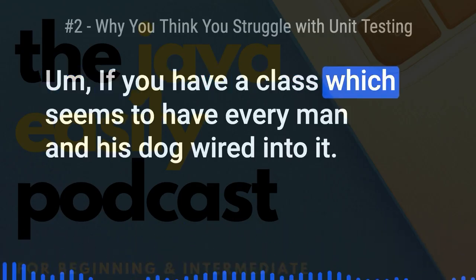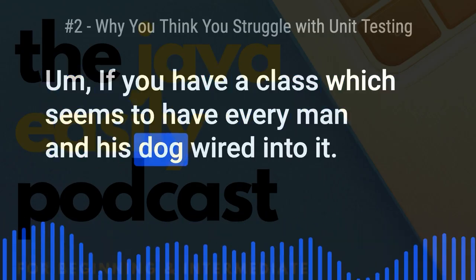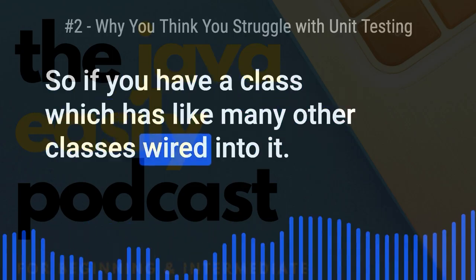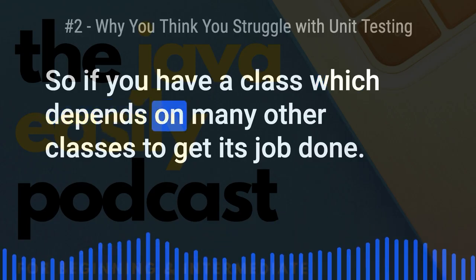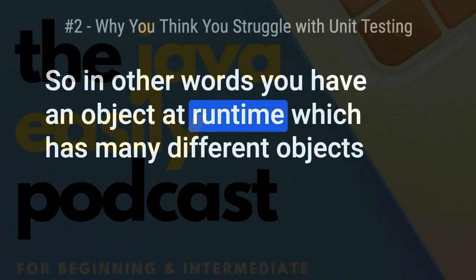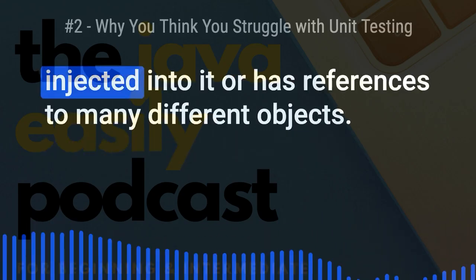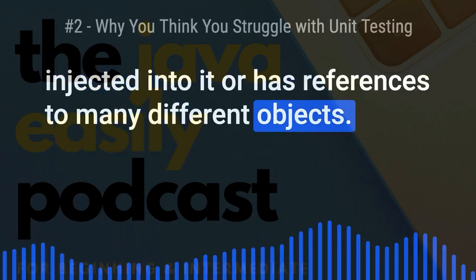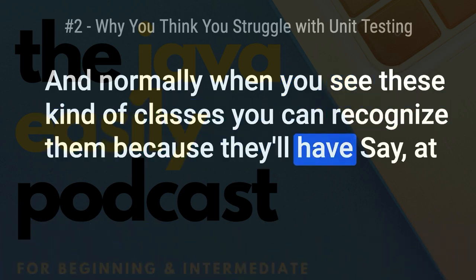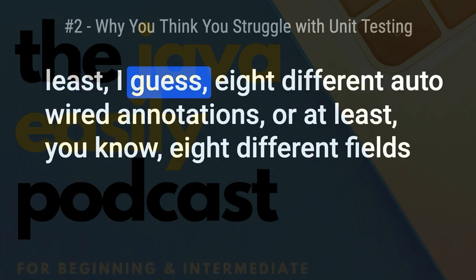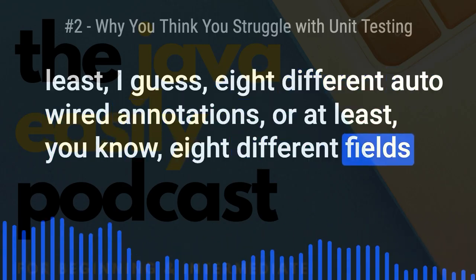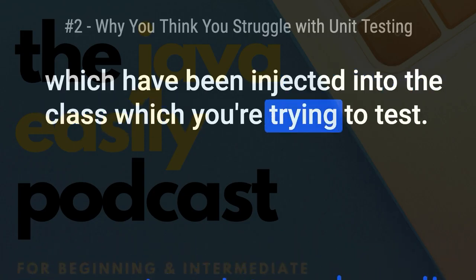If you have a class which seems to have every man and his dog wired into it, a class which depends on many other classes to get its job done, so in other words, you have an object at runtime which has many different objects injected into it, or has references to many different objects. Normally when you see these kinds of classes, you can recognize them because they'll have, say, at least 8 different @Autowired annotations, or at least 8 different fields which have been injected into the class which you're trying to test.